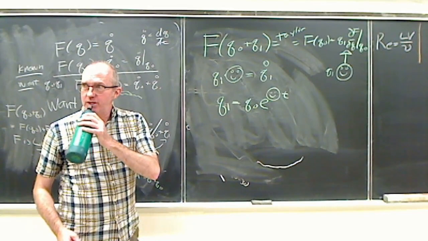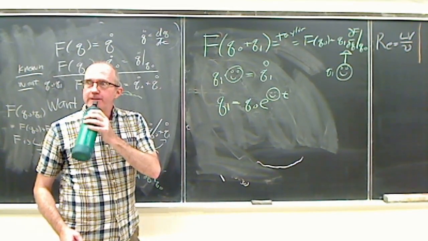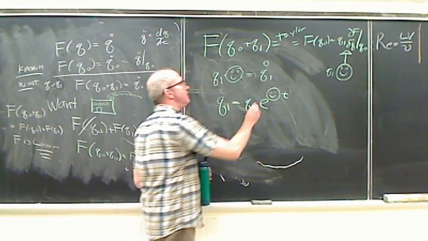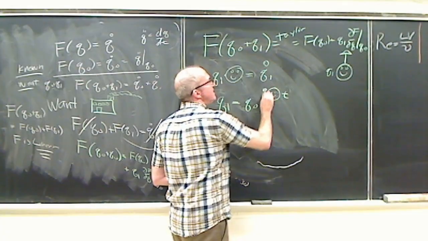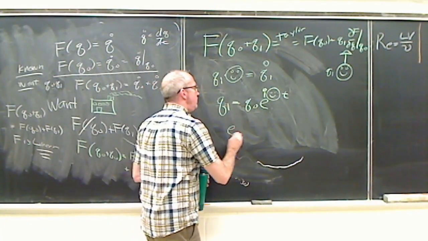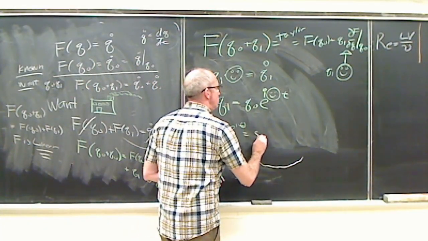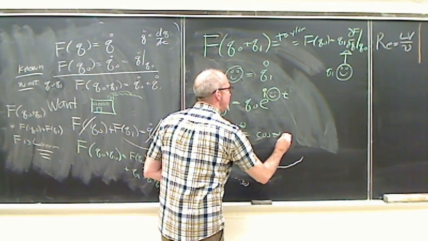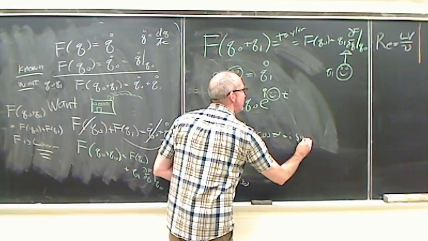It should be imaginary. Where do I put the imaginary? E to the i. Yeah. Sometimes this comes out to be imaginary. And because e to the i theta equals cosine theta plus i sine theta, don't write that wrong.